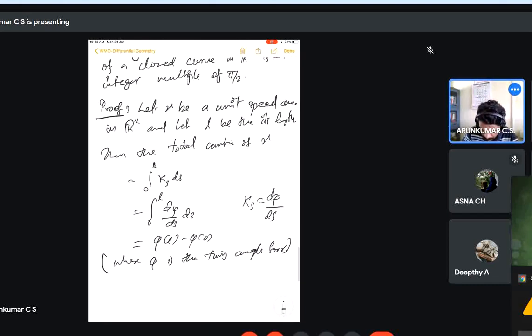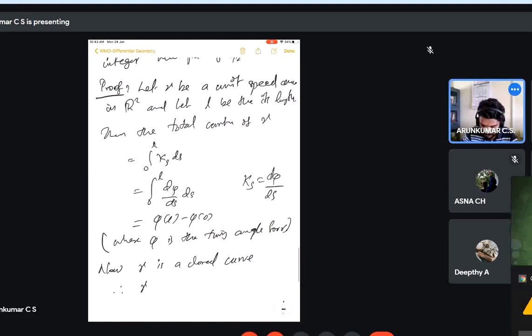Now these closed curves have a property. We'll use that property. Gamma is a closed curve. Therefore, gamma of s plus L is equal to gamma of s. Okay, that is, it is L periodic.